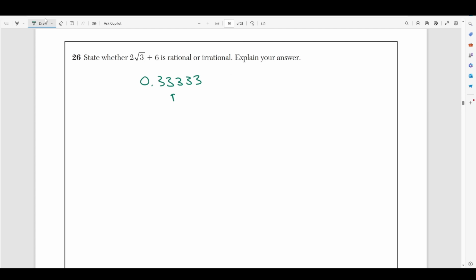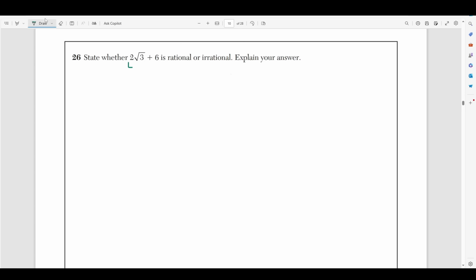0.33333 is rational because you can express this as 1/3, right? Even though this is a non-terminating decimal, it is repeating, right? And because it's repeating, it is rational. Why is it repeating? Because you have a 3 at the end. And it can be converted into a fraction, which means that it is rational.